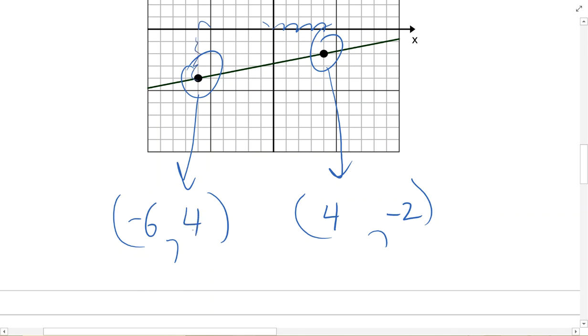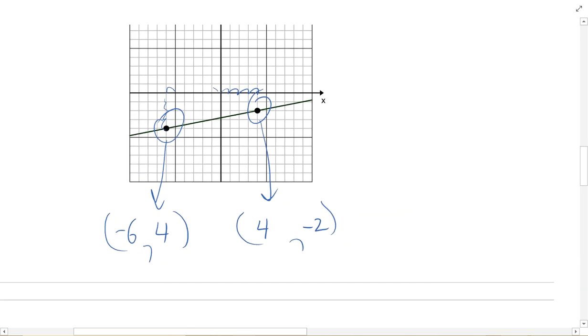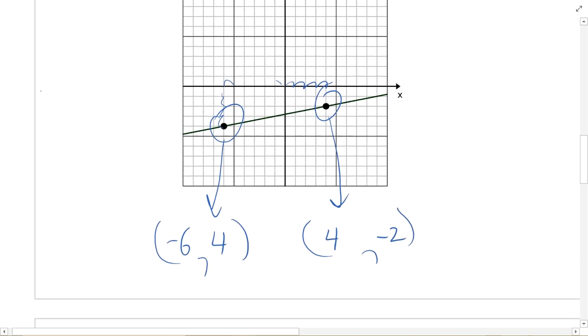So there we have -6, 4, 4, -2. And so now that you know those points, it's just like the first question. So I want you to find your slope. I'm going to do that over here. Okay? So use your slope equation, find your slope.